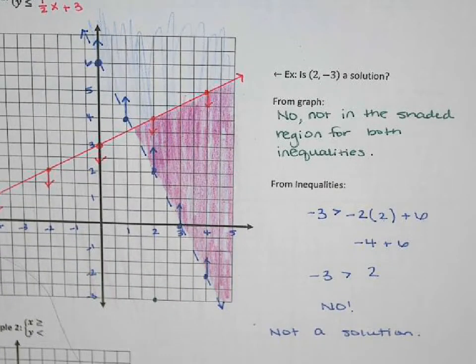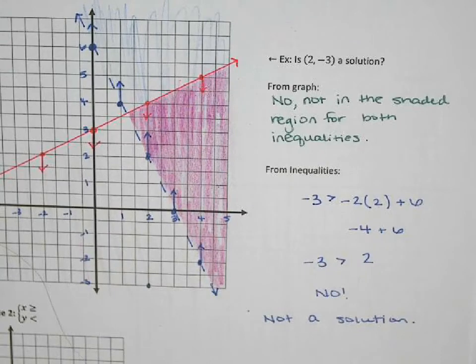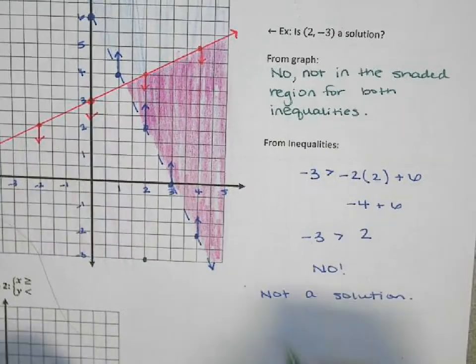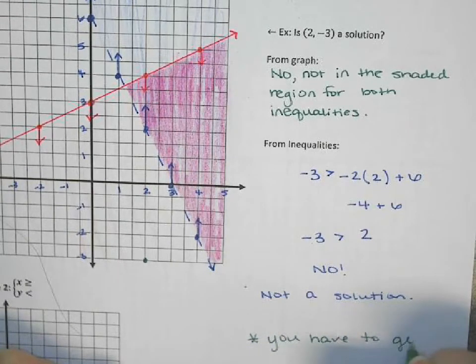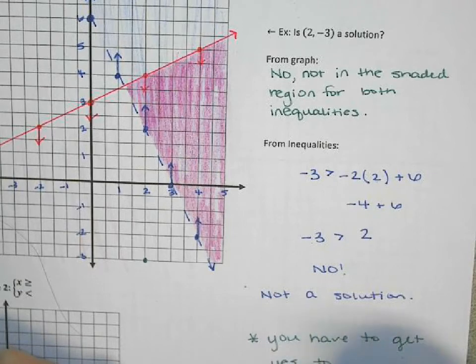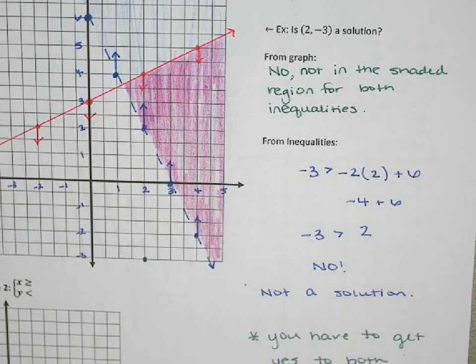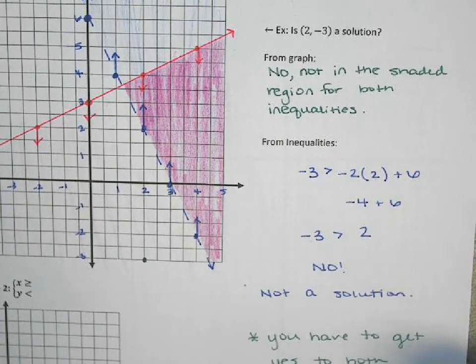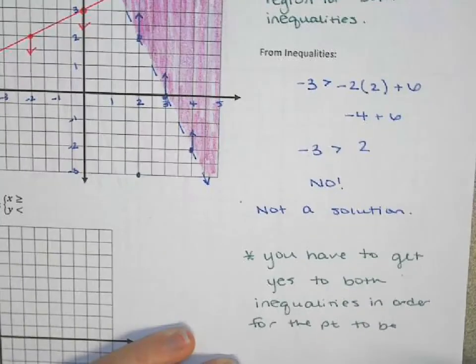In order to answer yes, it has to be a solution to both. So you need to show me that you plug it into both. If you plug it into the first one and get a no, stop there. You don't have to waste any time. Does that make sense? Okay. So we'll write that down so that you know what you're looking for. So you have to get yes to both inequalities in order for the point to be a solution.